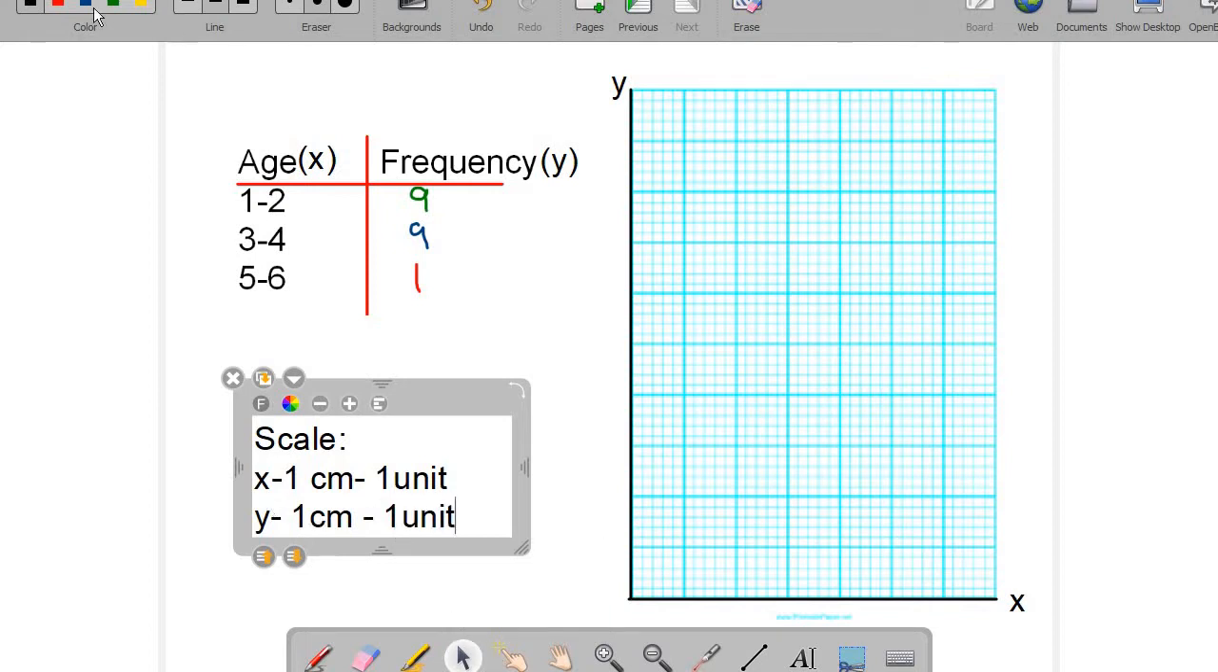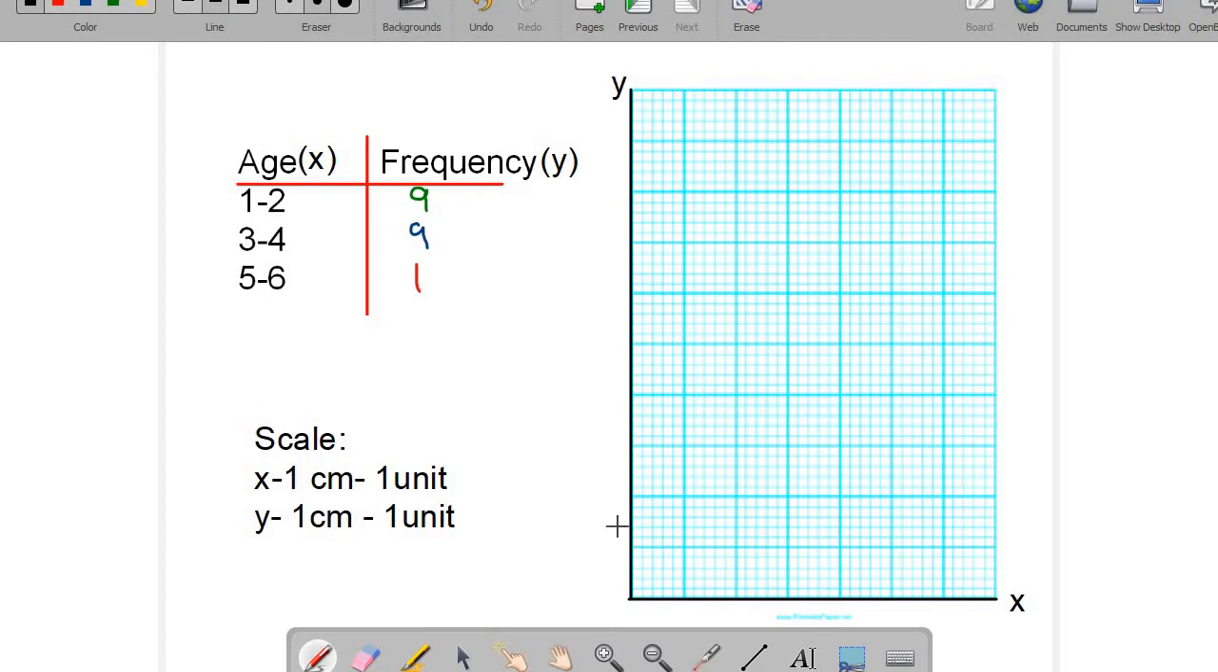Where the two axes meet, that's where you put 0. Then we're going to start putting the numbers on the x and y axes. I'm putting the numbers on my x-axis now, and I'm going to go up by 1 for each centimeter. Okay, my y-axis now, I'm going to go up. You don't have to use this scale. You can use any scale. Use the scale that will fit all of these values.